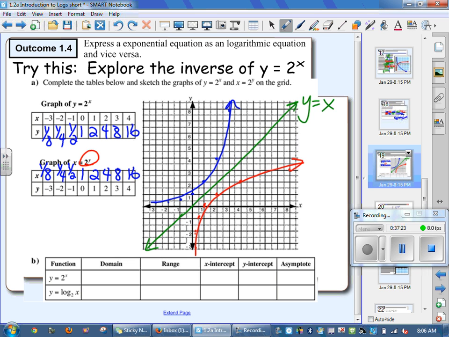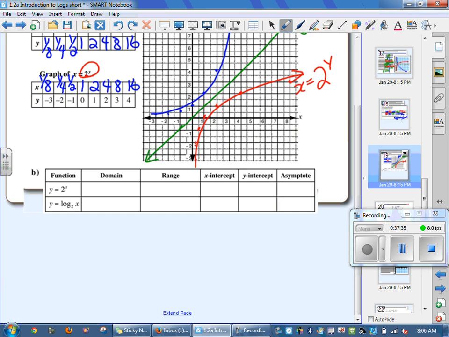Let's take a look again at the characteristics. So, domain of our exponential is going to be x ∈ ℝ. Range of our exponential is going to be y greater than 0, y ∈ ℝ. x-intercept, none. y-intercept is going to be the a value. Asymptote is going to be the x-axis, which is y equals 0.